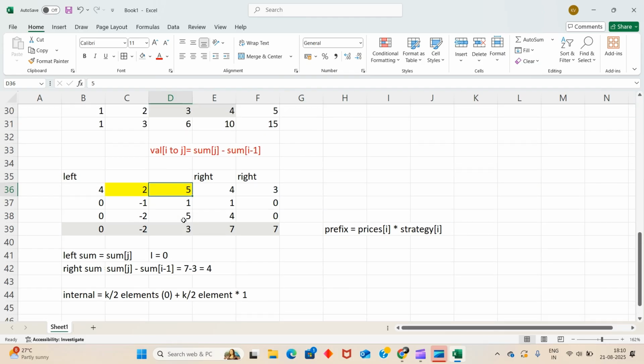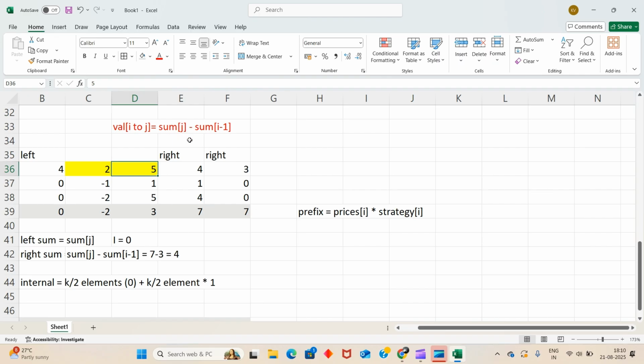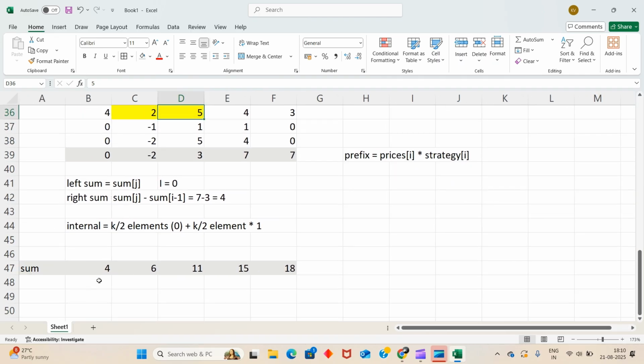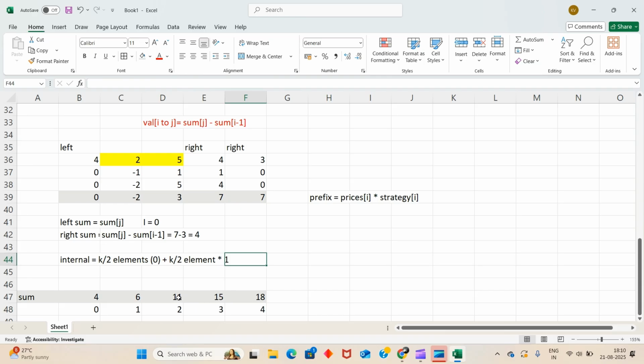And what is our formula? Sum of 2, I'll write the indexes, don't get confused. Sum of 2 minus sum of 2 minus 1, which is sum of 1. That means I'll get 11 minus 6, what is the sum? It is 5. I'll get the internal as 5.